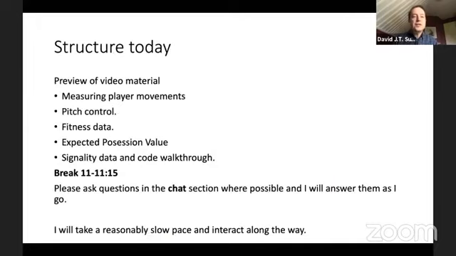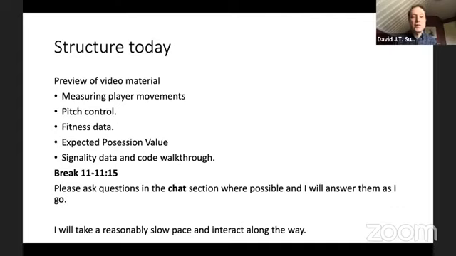Summary, structure for today, preview of video material. So what I mean by that is there's a lot of video material on the web page. As I said, when we set up the Friends of Tracking channel, what we really wanted to do was give information about how you analyze this stuff. And so what I've done is I've organized the Friends of Tracking channel material on the course web page, so you can go through it step by step and gradually learn all the things that you need to know.